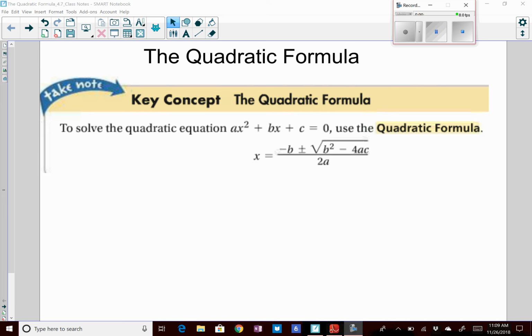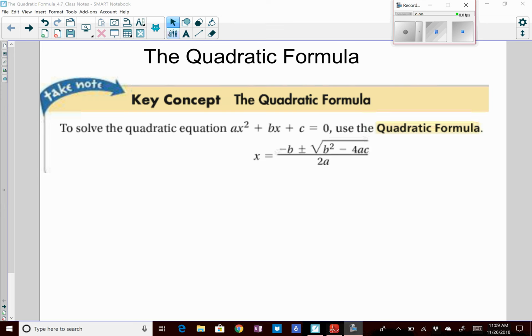The quadratic formula. So we've looked at a couple of different ways to solve quadratic equations. We've solved them by graphing, we've solved them by factoring, and today we want to take a look at using the quadratic formula to solve a quadratic equation. And generally you use it when a quadratic equation cannot be factored.